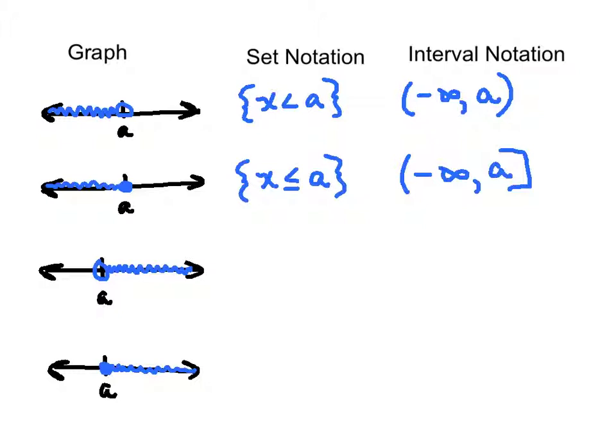In the next instance, this time I'm looking at all of the numbers sitting to the right of A, and again, open circle on A, so I'm not including the A. In set notation, I would simply say, this time I'm referring to numbers X that are greater than A. Again, it's a strict inequality, not including the A, simply greater than.